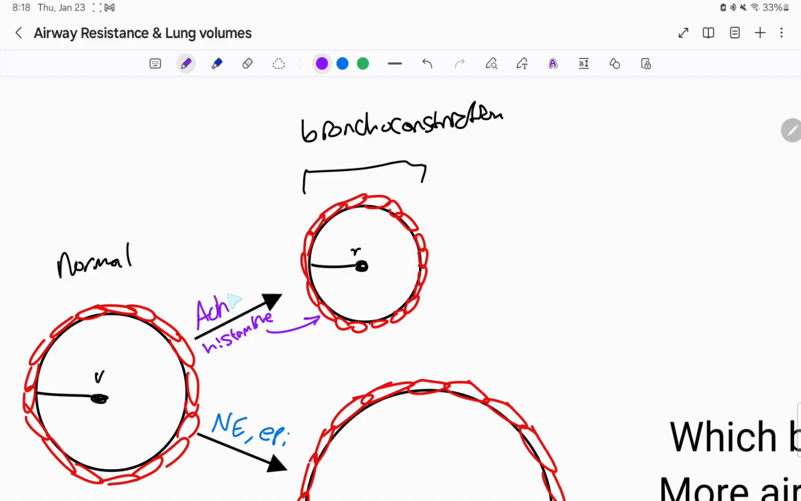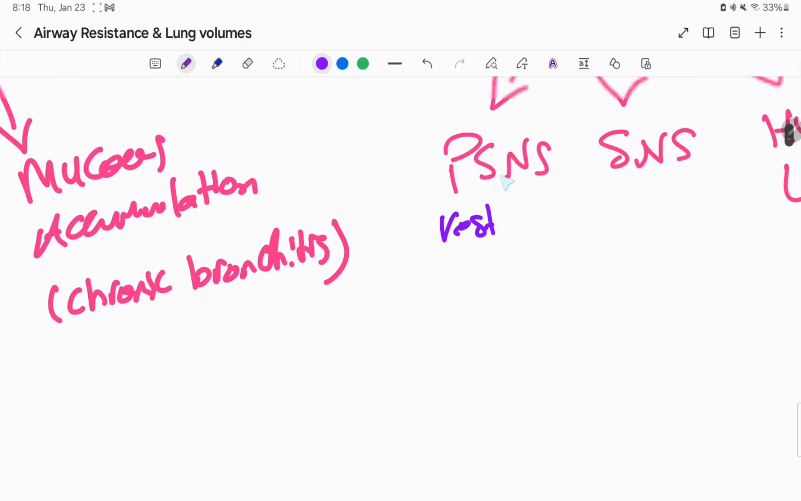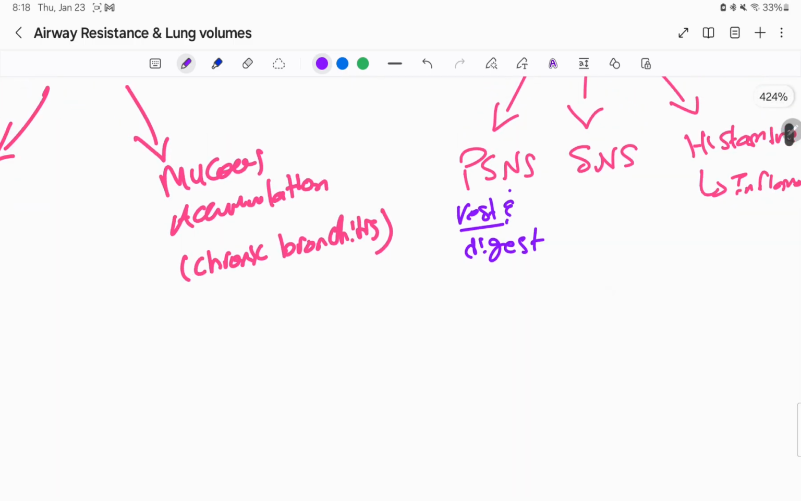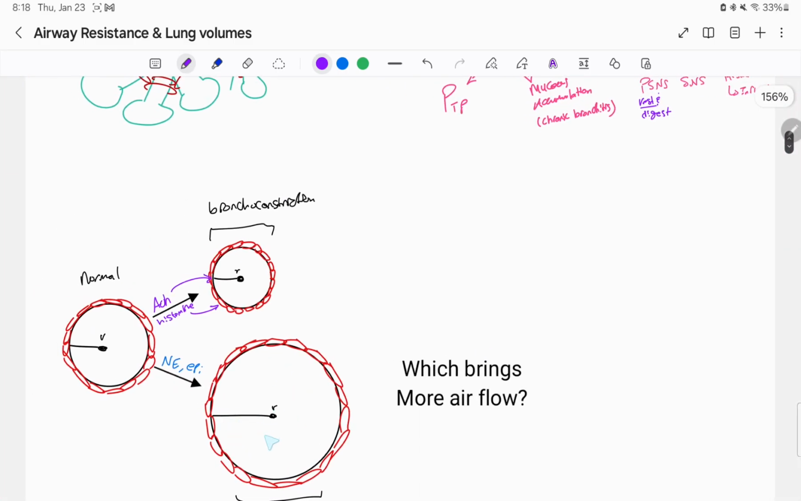Sometimes acetylcholine from the parasympathetic nervous system can also do this as well. It can also cause bronchoconstriction. Why? Think about it. The parasympathetic system is referred to as rest and digest. Guys, if I'm in a resting scenario, do I need my airways to be dilated? Do I need a lot of air to come in? Because remember, if my airways are super dilated, is there any resistance? No, right?